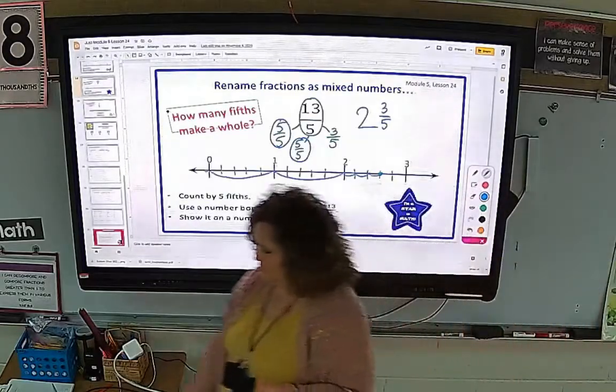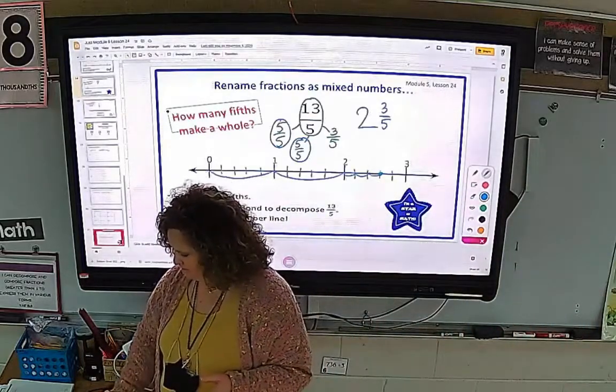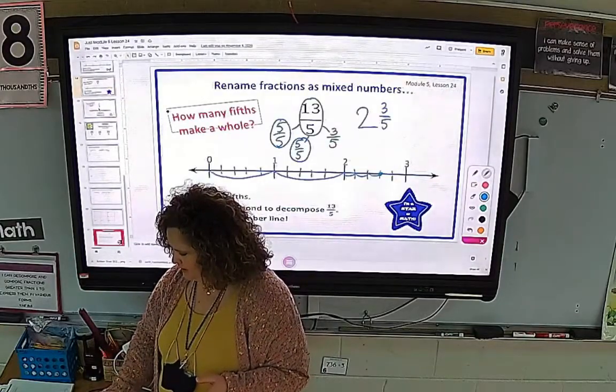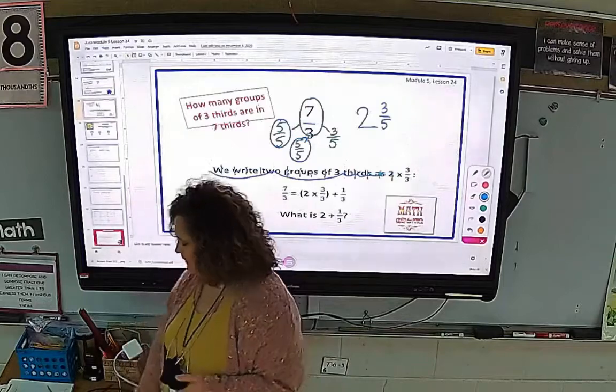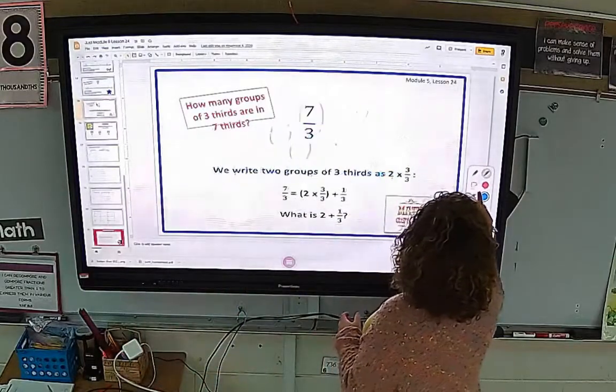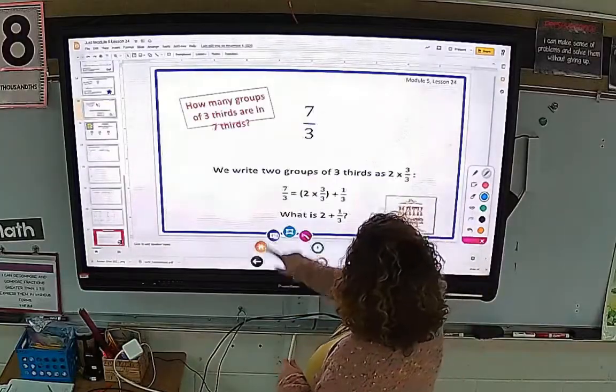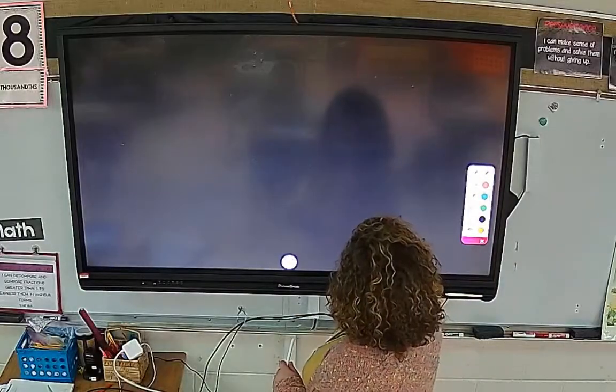So, what if we didn't have the number line? Okay. What if we didn't have the number line? Now, this is a lot right here that we're not going to worry with today. So just so that we don't get confused by it, I'm going to slide over here.